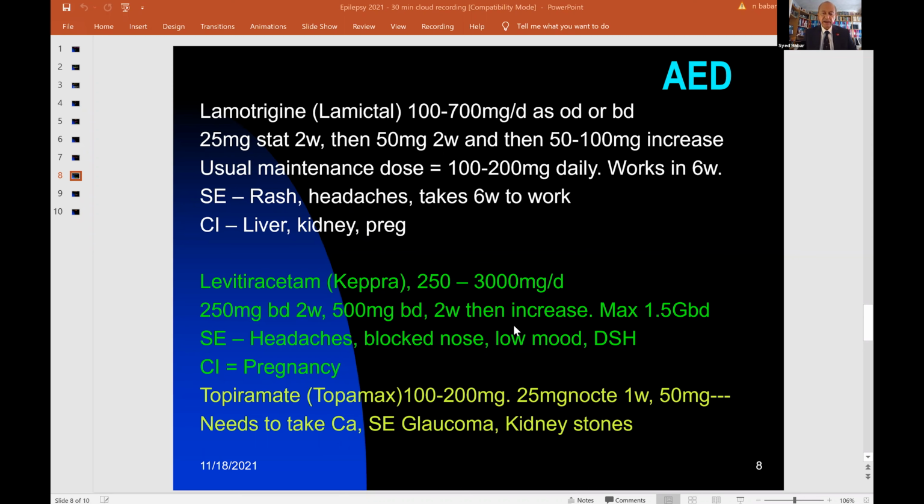Topiramate, also called Topamax, is usually given as 100 to 200 milligrams per day, but it starts off with 25 milligrams nocte, and a week later a gradual increase is made. When it is in use, there is a need to take calcium, and the side effects include glaucoma and kidney stones.